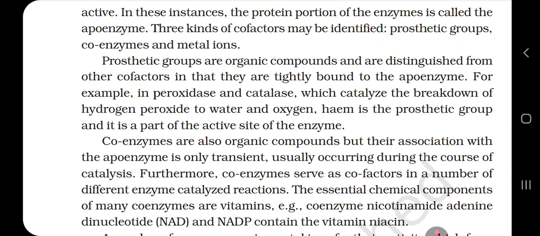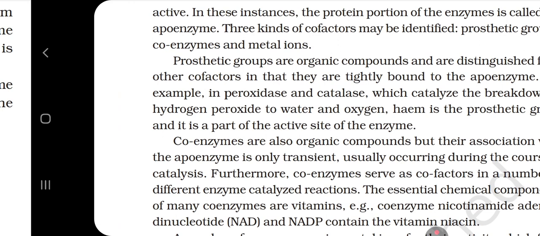Heme is the prosthetic group and it is a part of the active site of the enzyme. Coenzymes are also organic compounds, but their association with the apoenzyme is only transient, usually occurring during the course of catalysis. Furthermore, coenzymes serve as cofactors in a number of different enzyme-catalyzed reactions. The essential chemical components of many coenzymes are vitamins. Example: the coenzymes nicotinamide adenine dinucleotide, NAD, and NADP contain the vitamin niacin.